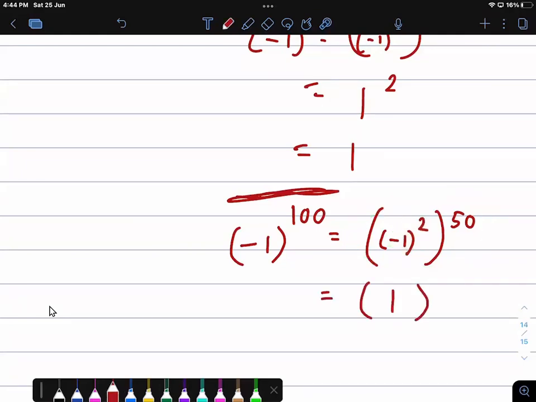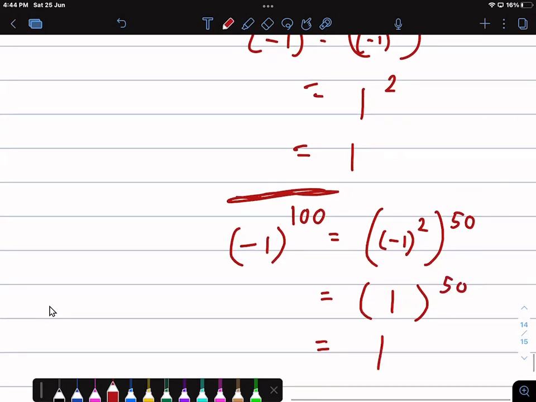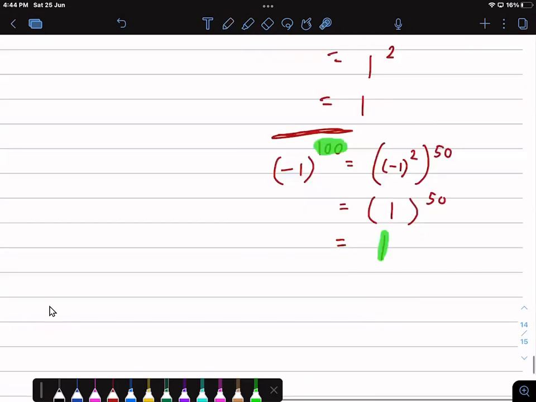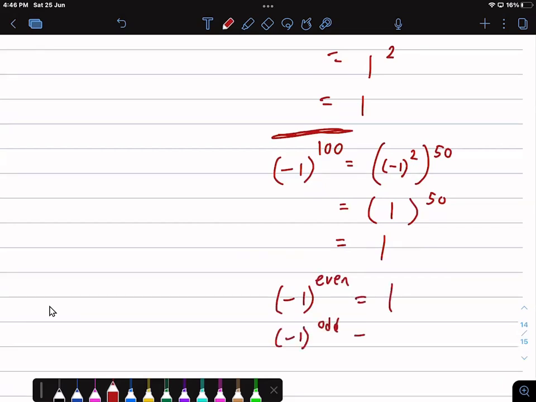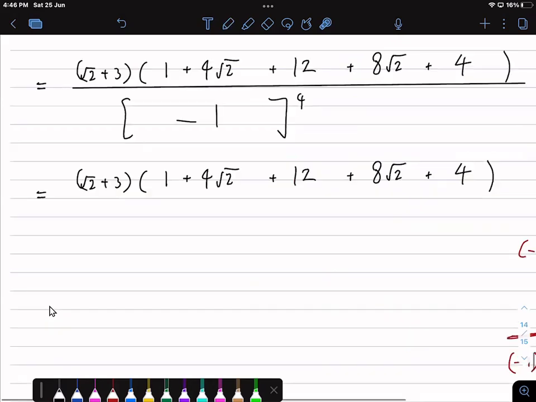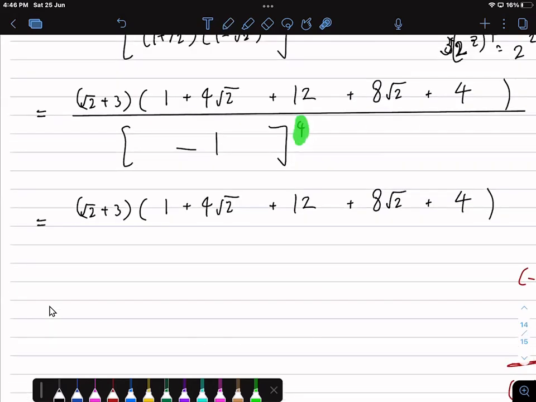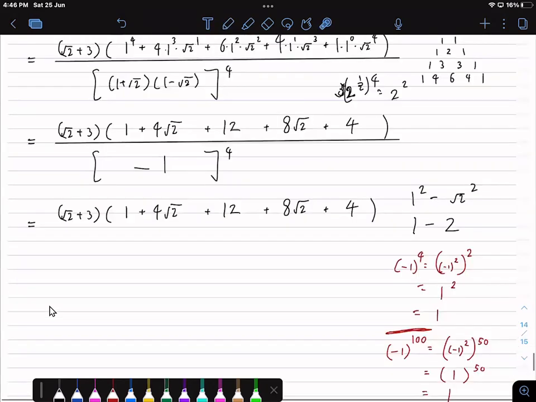So it's positive 1 to the power of 50. 1 times 1 times 1 times 1, 50 times. You just get a 1. As long as you have an even power, it will always be positive 1. In general, negative 1 to the power of even is a positive 1. Negative 1 to the power of odd is equals to negative 1. So that's why 4 is an even number. That's why you get positive 1. Divide by positive 1, you can throw away.